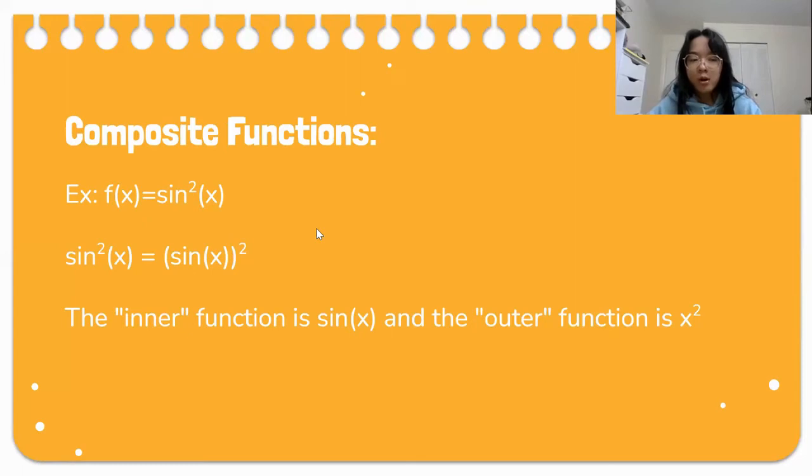Another example of a composite function is f of x is equal to sine squared x. Sine squared x can also be written as sine of x, squared. The inner function here is sine of x, and the outer function is x squared.